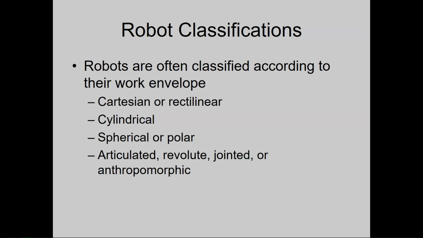All right, so robot classifications. Robots are classified according to their work envelope. We have what are called Cartesian or rectilinear. We have cylindrical. We have spherical or polar. And then lastly, we have articulated, revolute, jointed, or anthropomorphic. We'll talk about what those are in a minute.